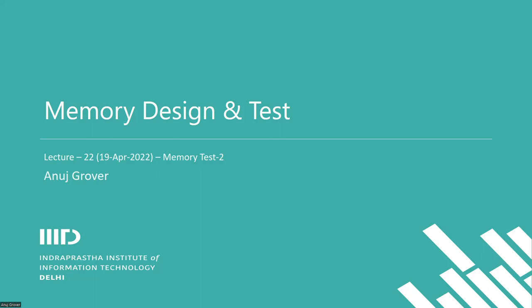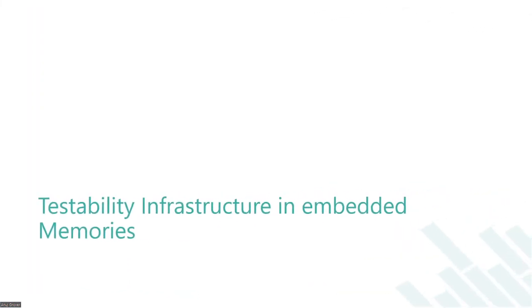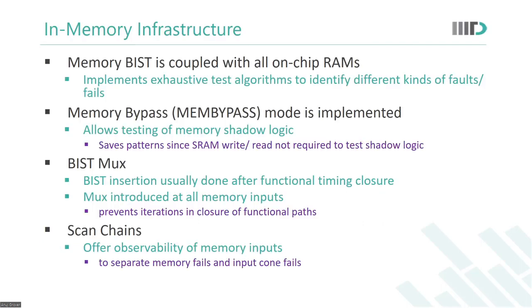Okay. So in fact, that is the agenda of our today's class. The agenda of today's class is test features or test infrastructure that is embedded into memories. So we already know that memory BIST is coupled with all on-chip SRAMs. All on-chip RAMs will have a memory BIST associated with them. The reason we just discussed.